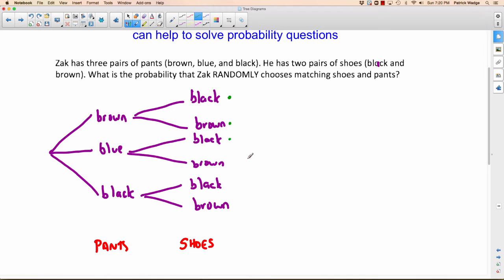Okay, this dot here, what's that refer to? Blue pants, black shoes. How about this one? Blue pants, brown shoes. How about this one? Black pants, black shoes. And what about this one? Black pants, brown shoes.